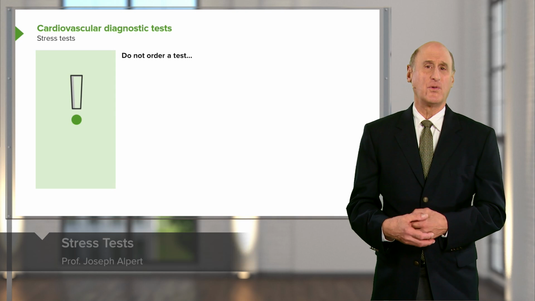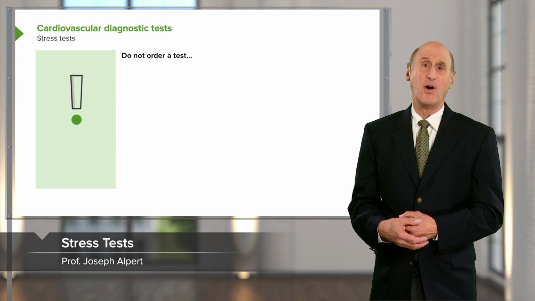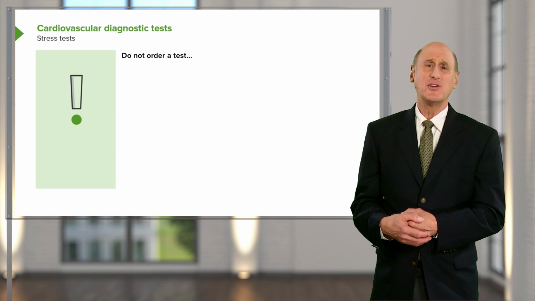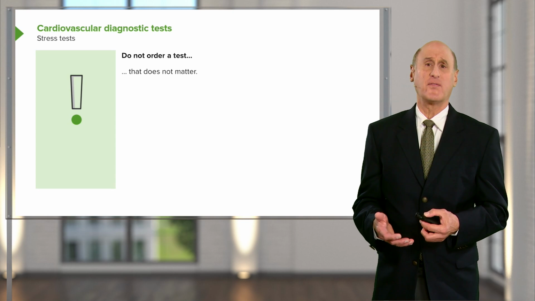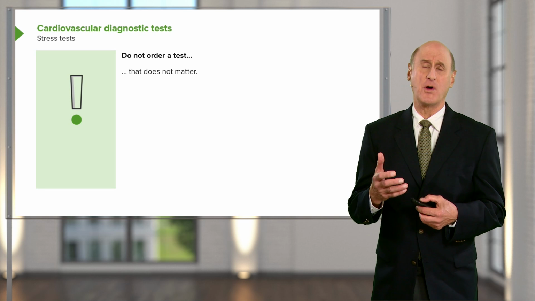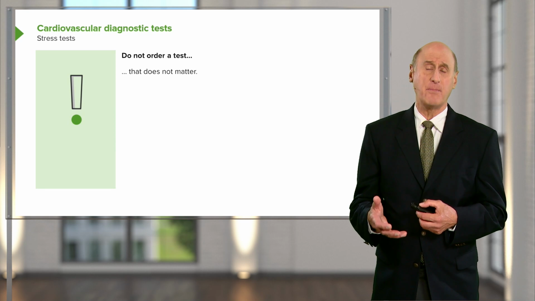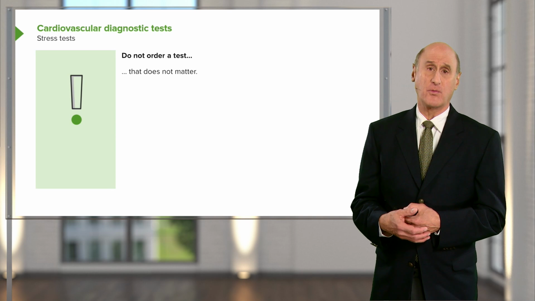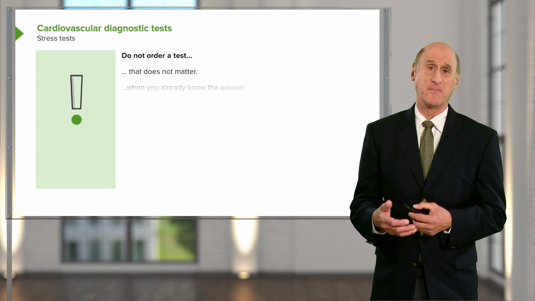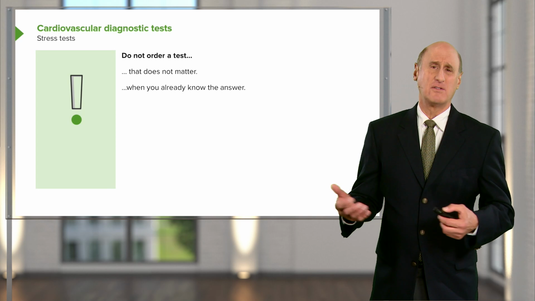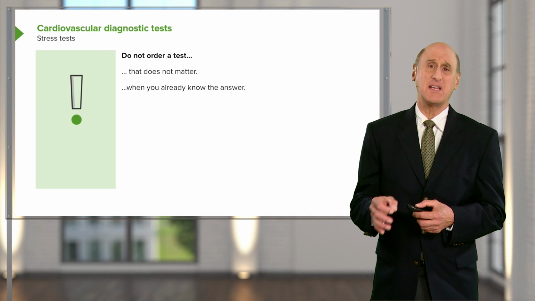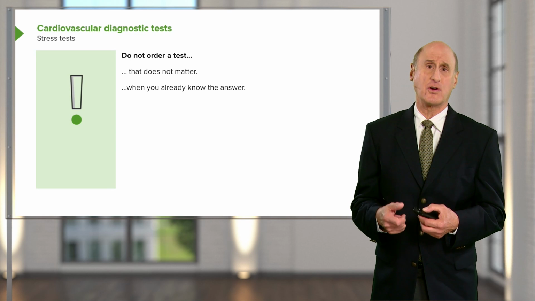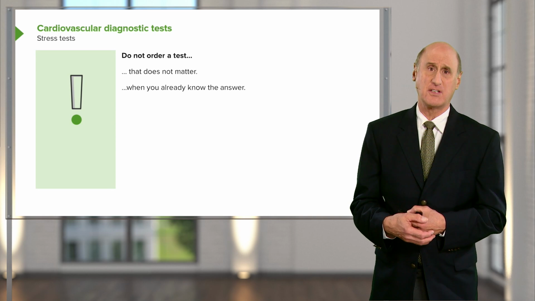There are some general rules that should be followed whenever one is thinking about ordering a test. For example, don't order a test that makes no difference. You want to order a test that's going to affect what you're going to tell the patient and, of course, eventually, what therapy you're going to recommend or further testing. If you already know the answer, don't order the test because every test has a small chance of complication and you want to know if the complication occurred that you really wanted to order the test.